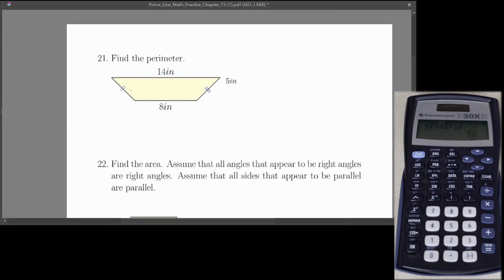So congruency markers, there's 5 inches there. We're going to take 14 plus 8 plus 5 plus 5, and we get 32 inches.